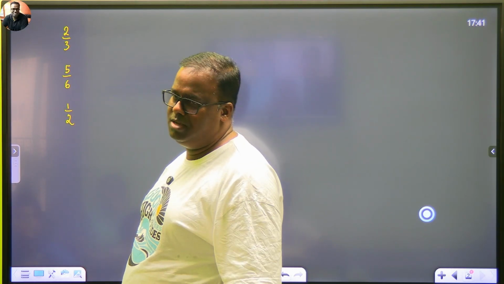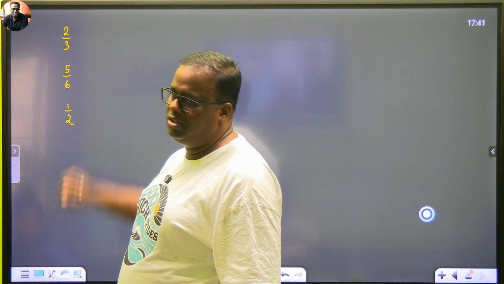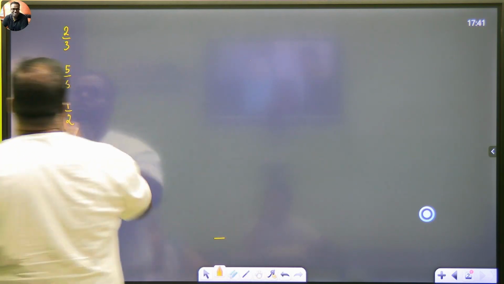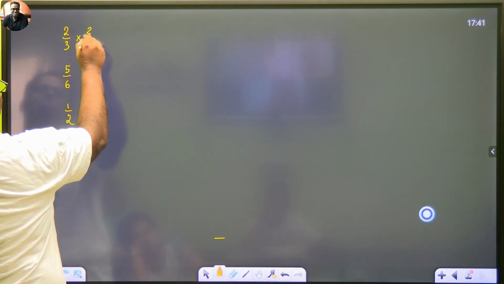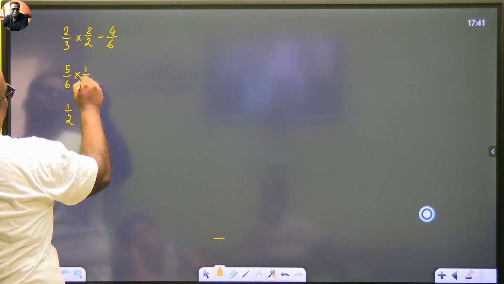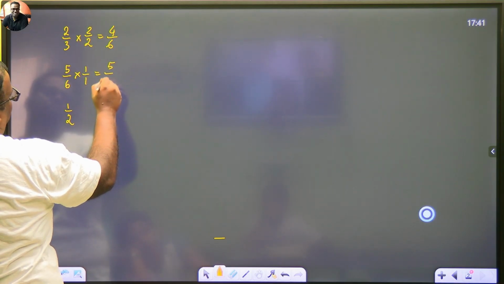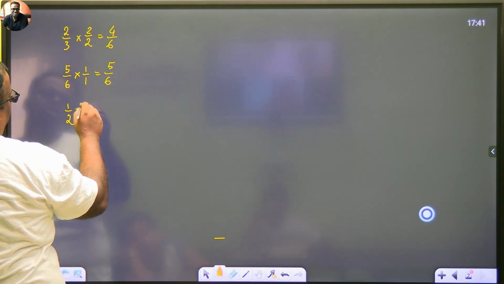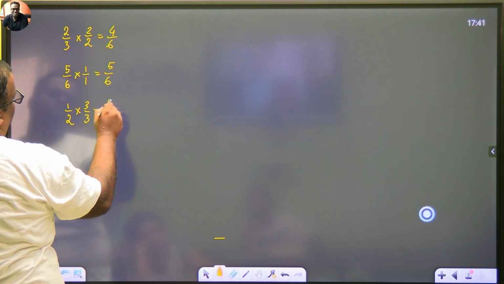So who is the LCM? Between 6 and 3, 6 is the LCM. So 6 is the boss, right? So we make everyone 6. 2 upon 2, it becomes how much? 4 upon 6. 1 upon 1, it becomes how much? 5 upon 6. And this should be how much? 3 by 3 becomes 3 upon 6.